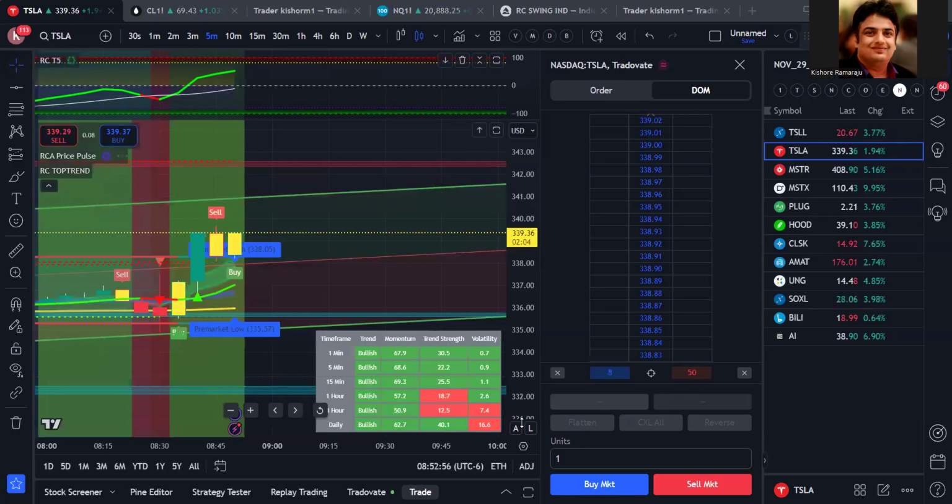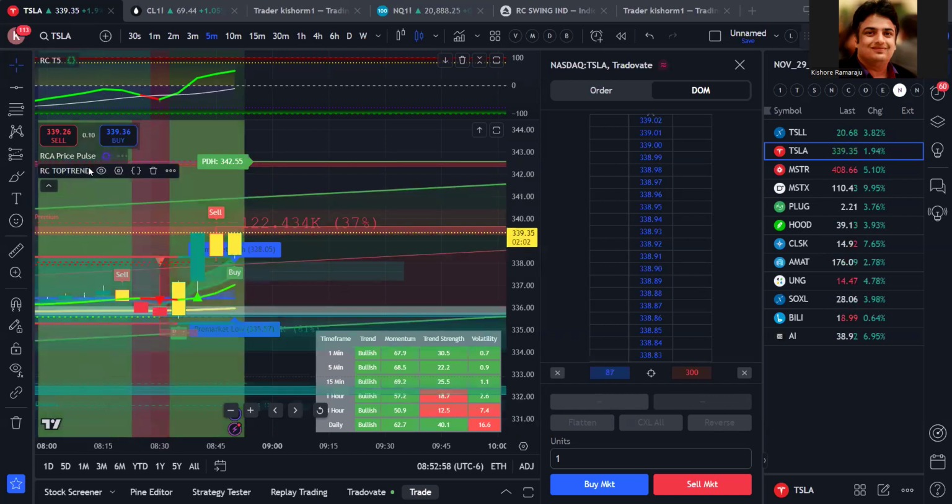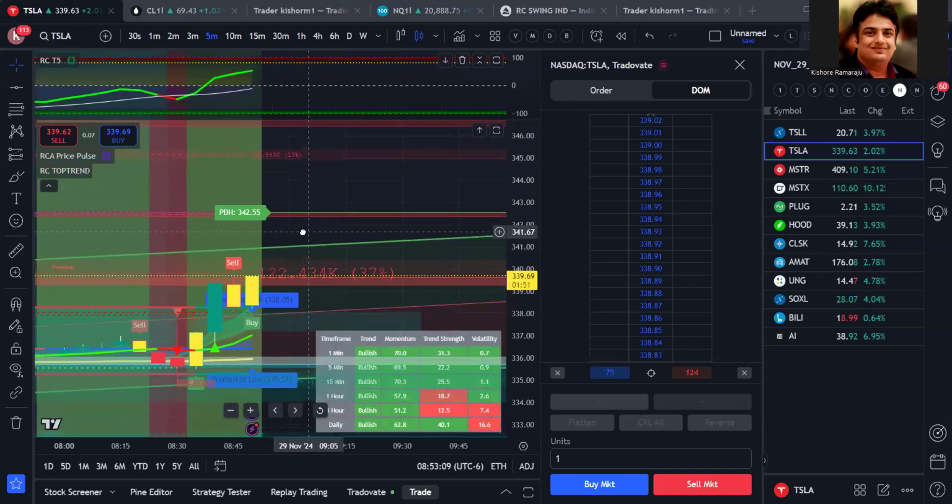Tesla is also looking bullish. Right, everything green, but there is a sell order block here. If it breaks it, then it can go all the way to 343 or 345.